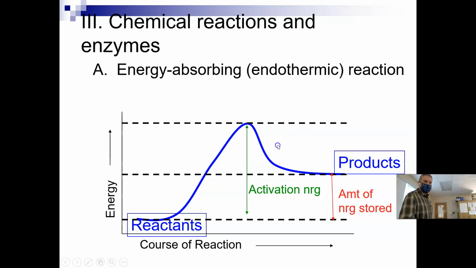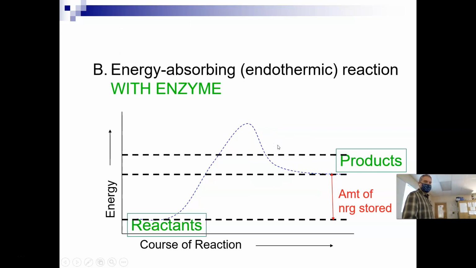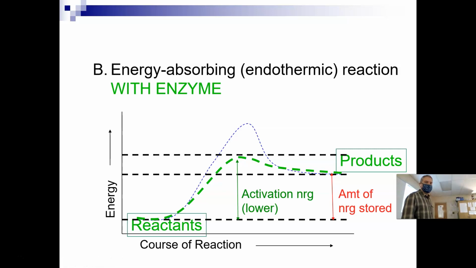Well, here's what it looks like on this graph. With an enzyme, the activation energy is lower. Everything else is the same, right? The products are the same energy. The reactants are the same energy, which means the amount of energy you're storing is the same. But the activation energy is lower. Questions so far? We're going to do the same thing with an exothermic reaction.